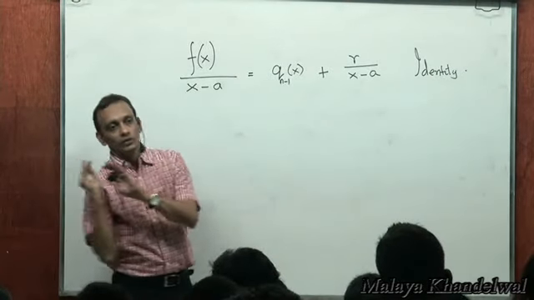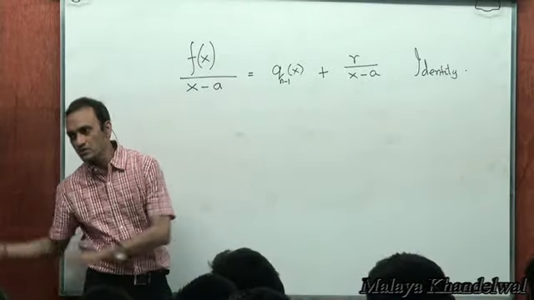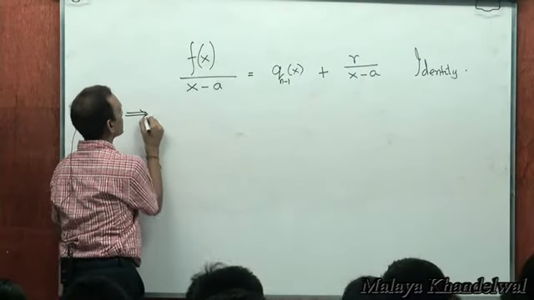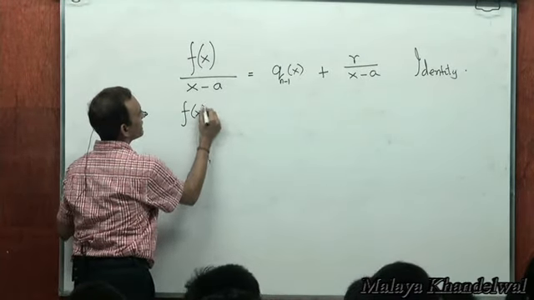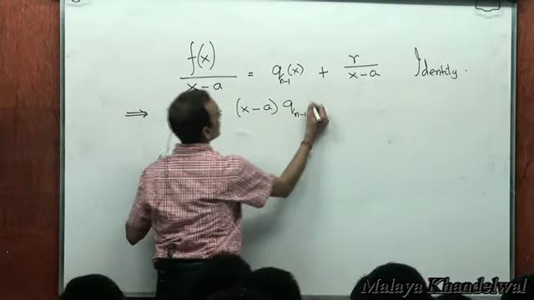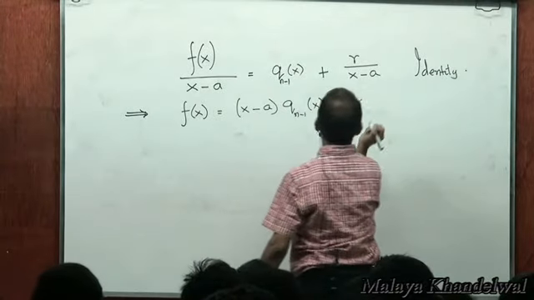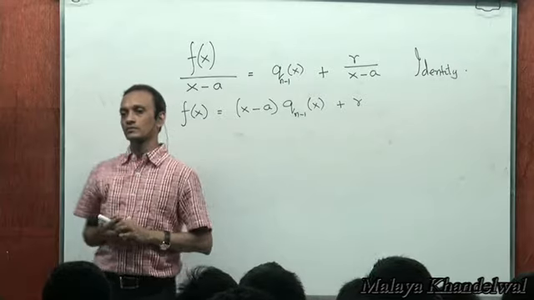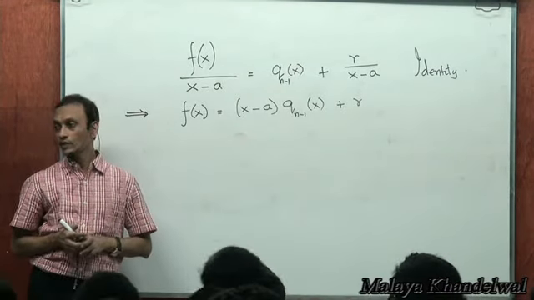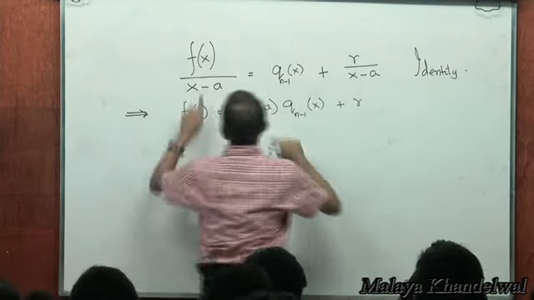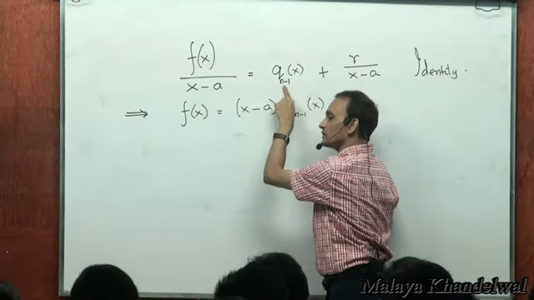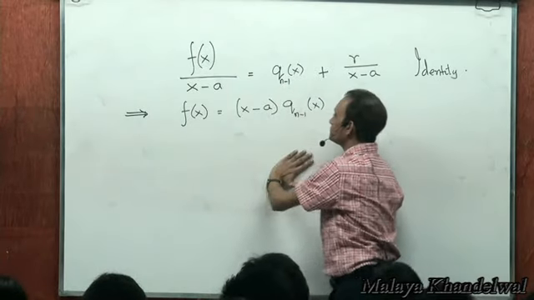Now, I push x minus a to both sides. I multiply throughout by x minus a. When I do that, f(x), another identity, is (x minus a) times q of degree n minus 1 of x, plus the remainder r. If this is a polynomial of degree n, then the quotient will be a polynomial of degree n minus 1. That's all, right?